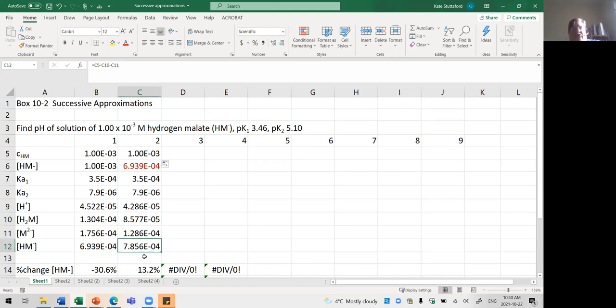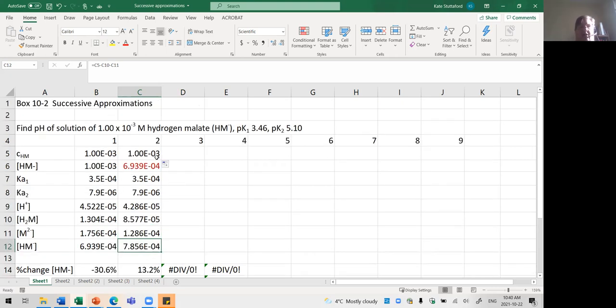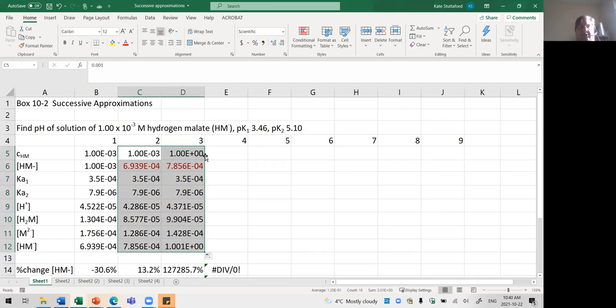that gives me what's left over to actually be the amphiprotic, and it's now up closer to about 80% of what we started with. So here we were at about 70% of the 1 times 10 to the minus 3. We're now up to about 80% of the 1 times 10 to the minus 3, and the change in HM compared to the last iteration is about 13%, and the change in the H plus is about 5%. Okay, so let's copy it over again and do a third approximation.